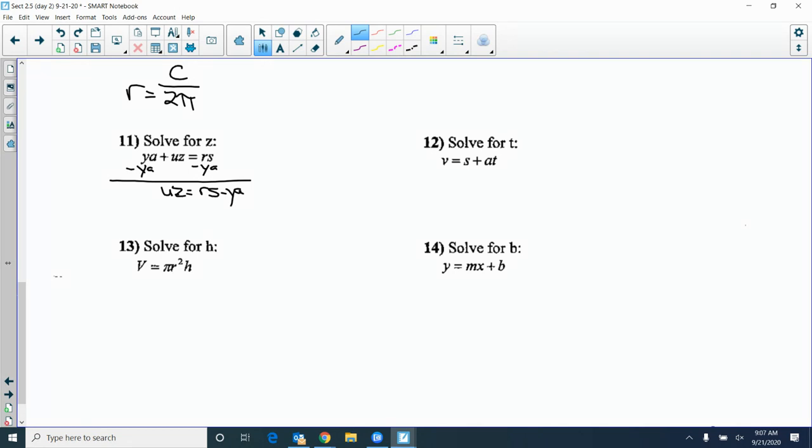And then divide each side by U. All right, divide by U. Okay, the U's over here cancel out. So Christian, what's my answer? Z equals RS minus YA divided by U. All right, very good.